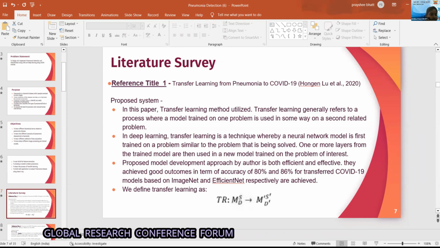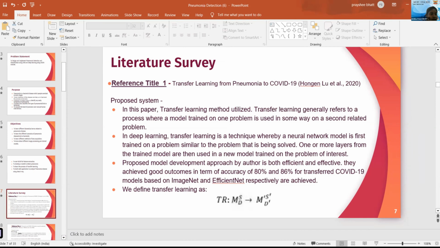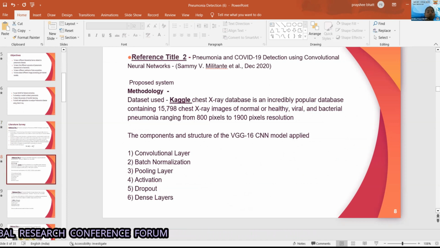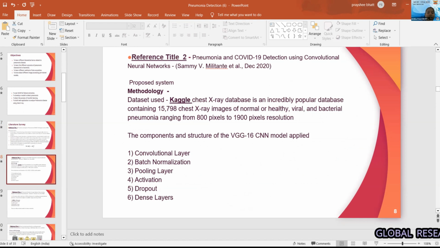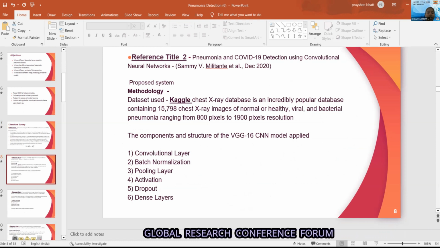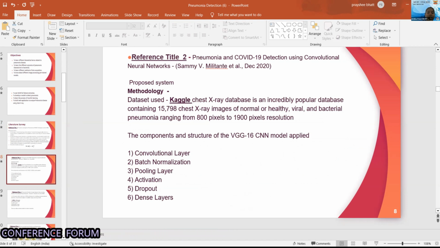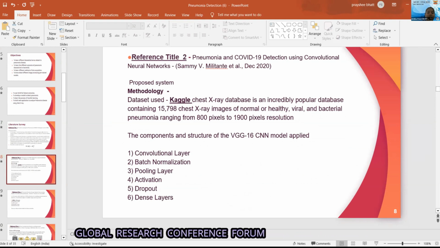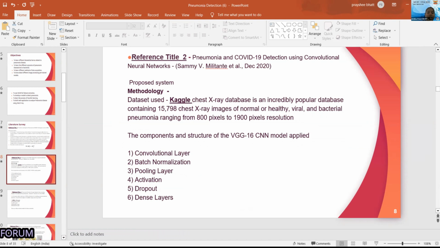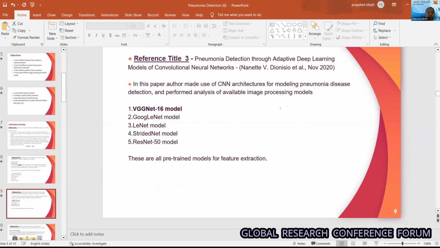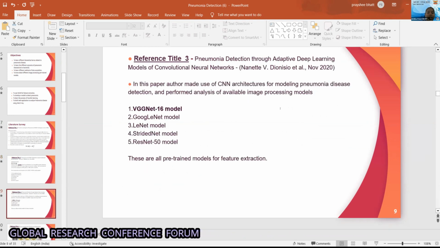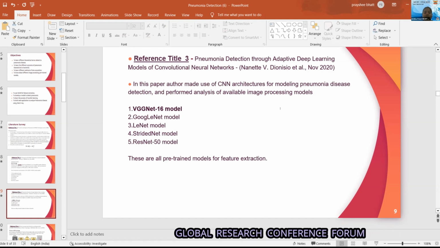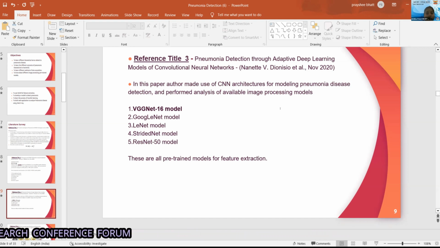Now we go to the second reference, titled Pneumonia and COVID-19 Detection Using Convolutional Neural Network. This paper was also published in 2020. In this, we downloaded the dataset from Kaggle. The model has these components: convolutional layer, batch normalization, pooling layer, and activation, which are deep learning models of convolutional neural networks. CNN architecture is used for detection of pneumonia diseases.